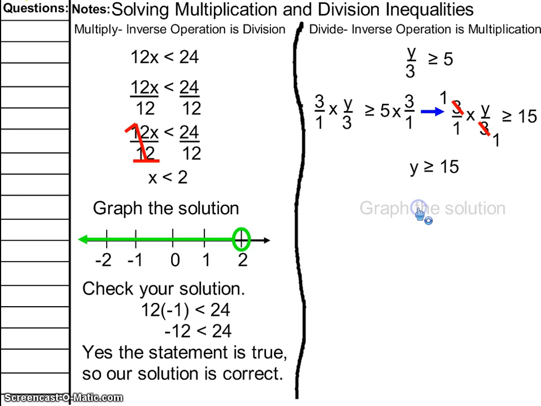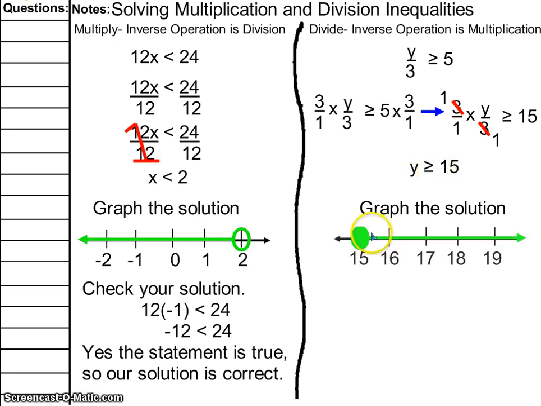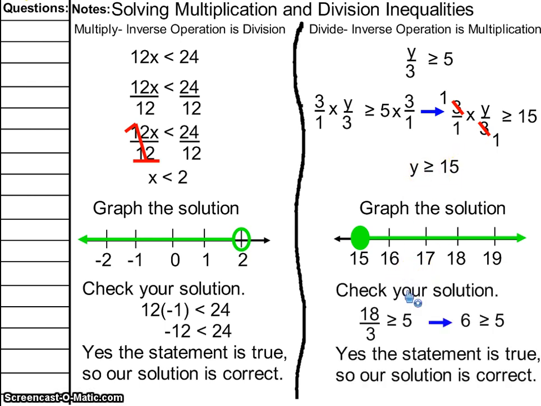Now we're going to graph our solution. Since we're including 15, because y can be equal to 15 or greater, on our number line we're going to have a shaded circle for 15, and then everything that is greater than 15. To check our solution, you can pick any number that is either 15 or bigger than 15.